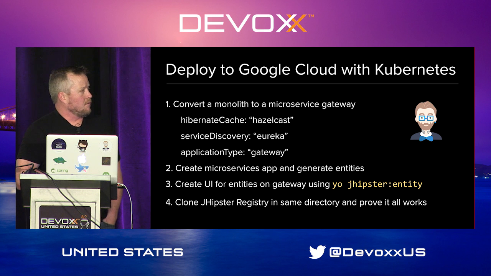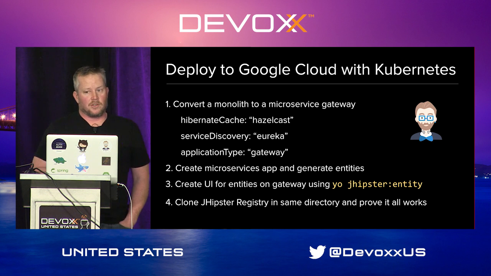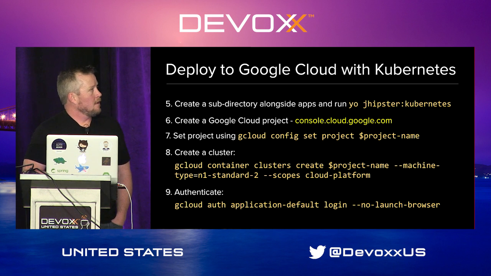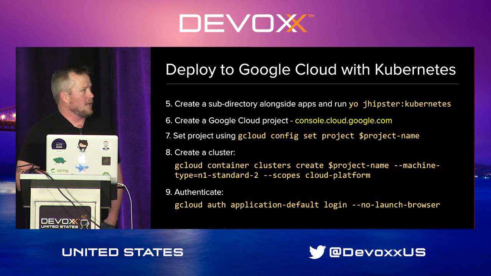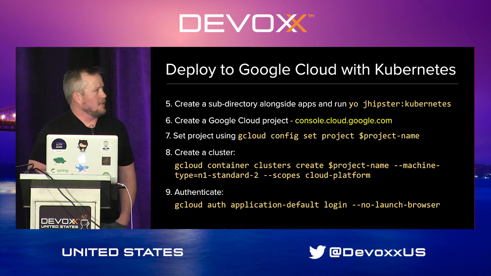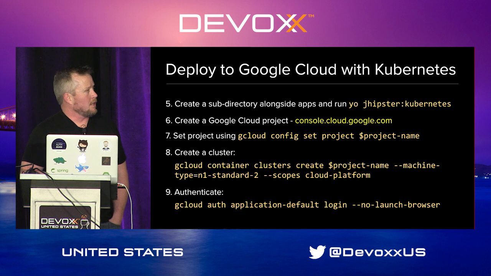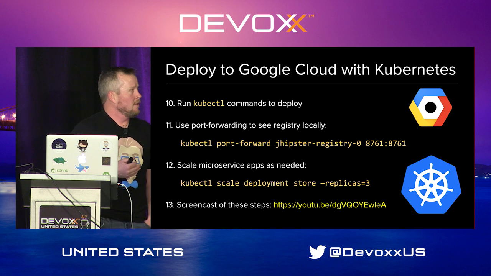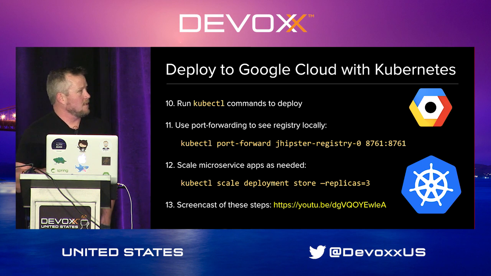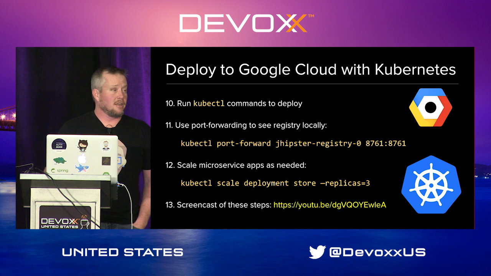And then if you want to run it locally, you'll need the JHipster registry locally. And then to deploy it using Kubernetes, you can create a subdirectory alongside your two apps, your gateway and your microservice, for instance, and you run JHipster Kubernetes in there. And then you create a Google Cloud project. You do some stuff with gcloud, create a cluster, authenticate, and then run kubectl to deploy it. If you're familiar with Kubernetes and Google Cloud, it's much easier than if you're not.